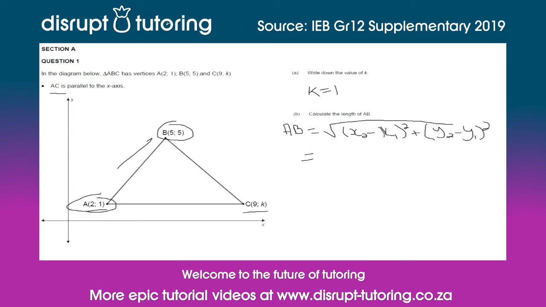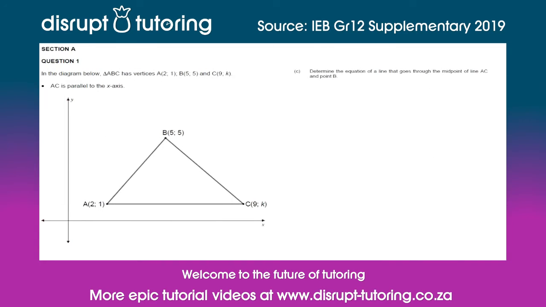Cool, so we can substitute that straight in from the two values, from B and from point A. The x2 would be 5 from that B coordinate, minus x1, which would be 2, squared, and then we plus, again, your y2 will be 5 from B, minus y1, which is 1, squared. And we stick this straight into our calculator, and we get that the length AB equals 5. It's worth 2 marks. Moving on.